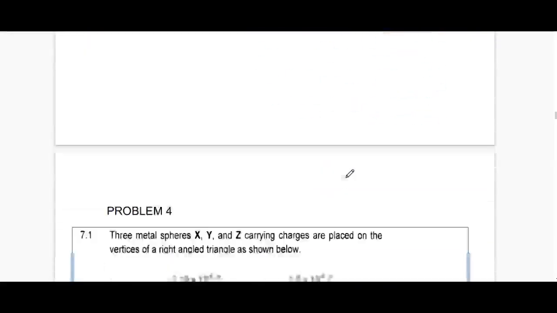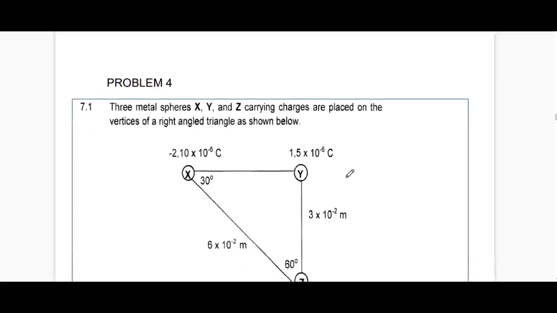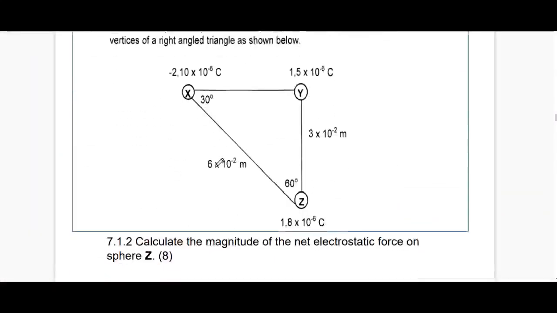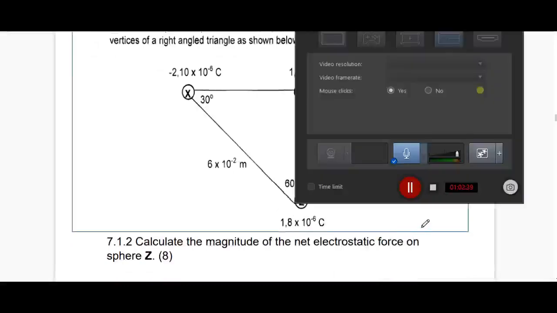Now let me leave the lesson here, guys. There's another problem that I will do. It will be problem number 4, this problem. But let me cut the video here.